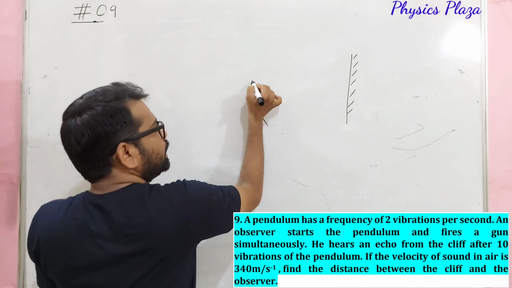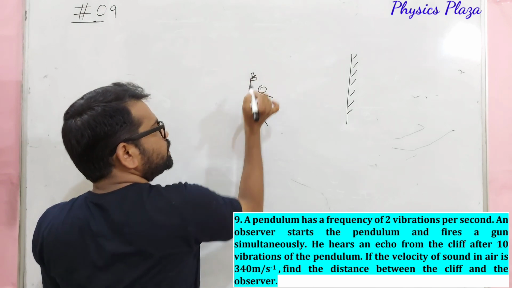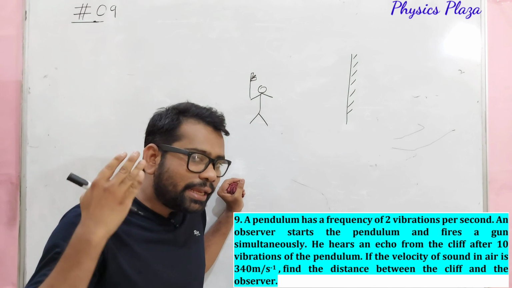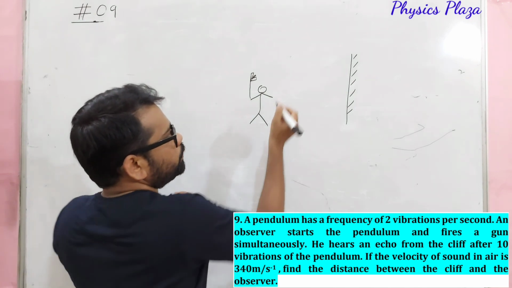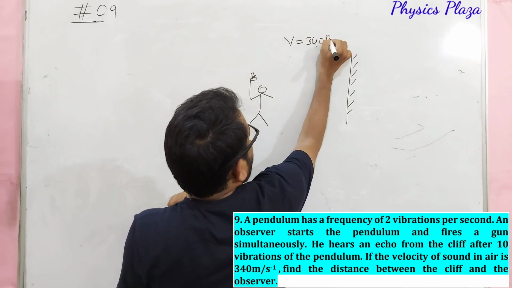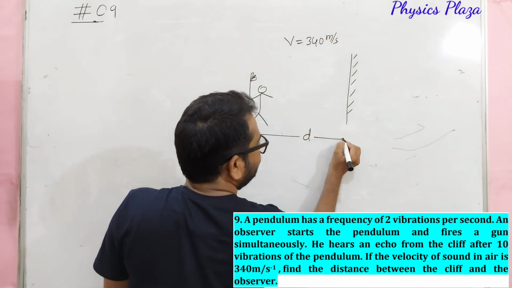So let us say that in his hand one gun is there. So what happens when he fires that gun? Obviously after some time he can hear the echo. Suppose the speed of the sound is 340 meter per second and he is standing at a distance d from the wall or cliff.